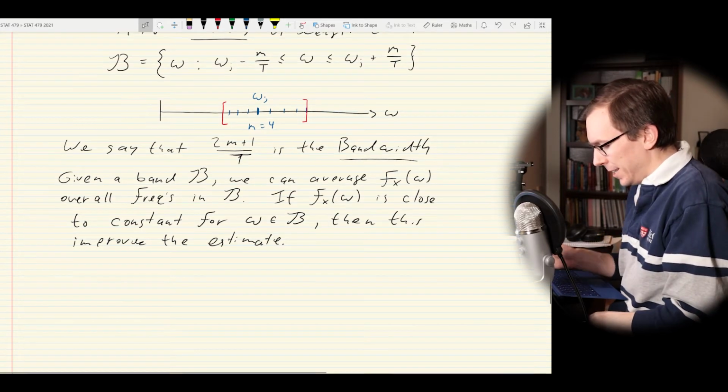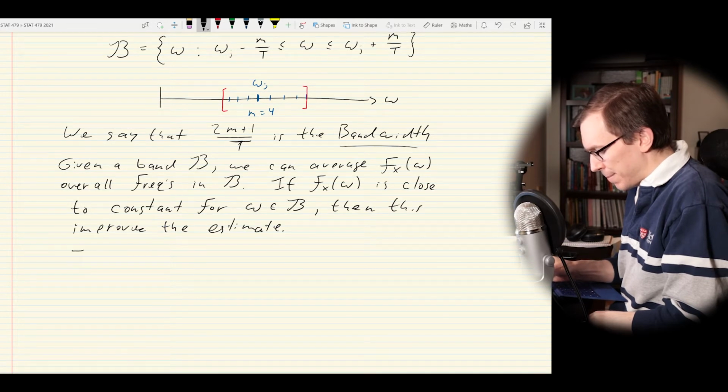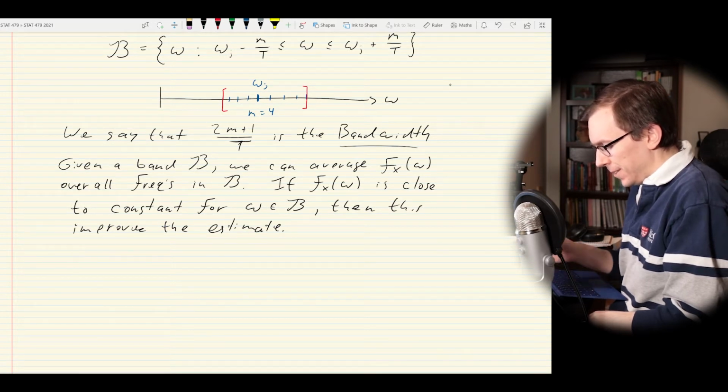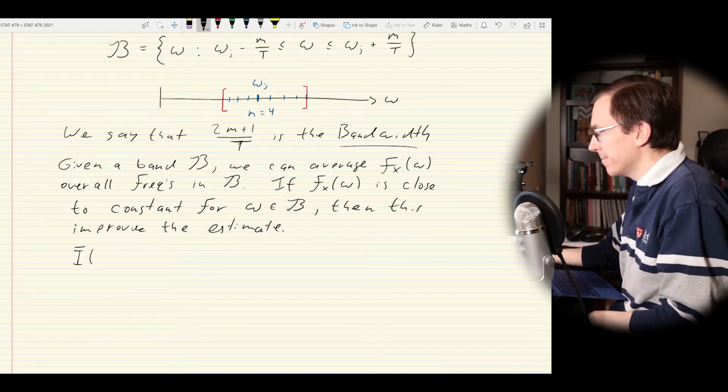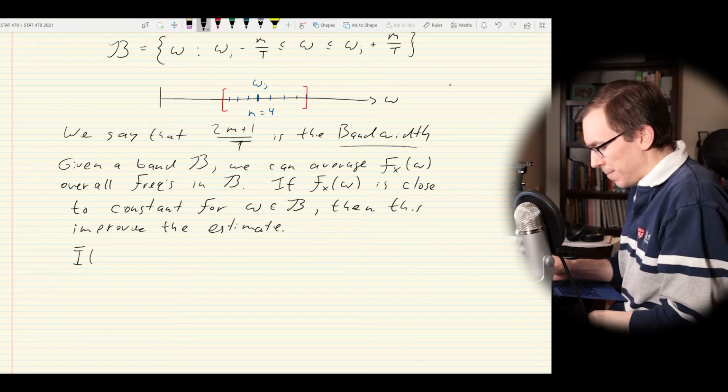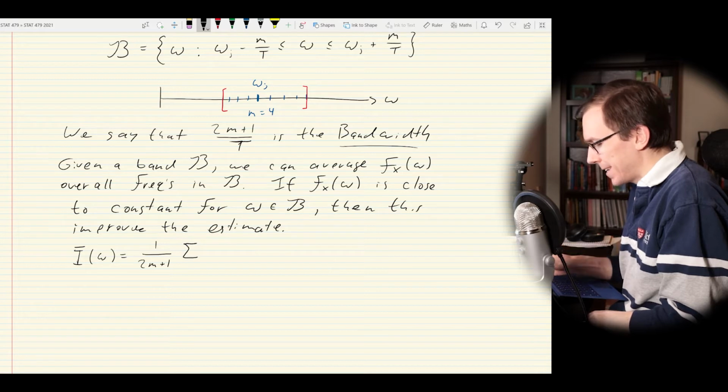Mathematically, what we get is a periodogram, which is also going to be terrible notation. We're going to call it I bar, and that is going to be for some omega. What we're going to do is average over all of the 2m plus 1 frequencies within the band that we have constructed, which is going to look something like this.